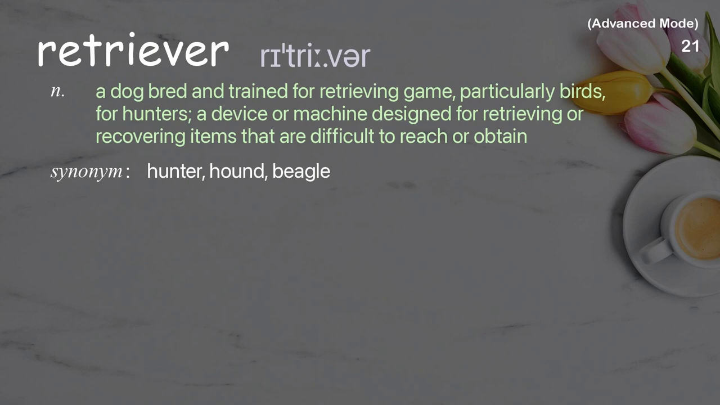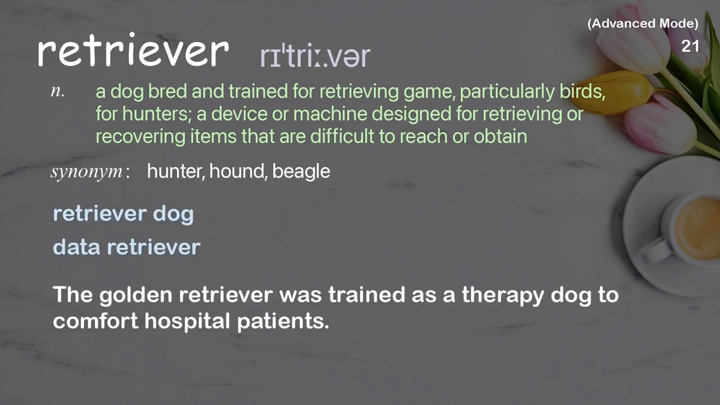Retriever. A dog bred and trained for retrieving game, particularly birds, for hunters; a device or machine designed for retrieving or recovering items that are difficult to reach or obtain. Examples: retriever dog, data retriever. The golden retriever was trained as a therapy dog to comfort hospital patients.